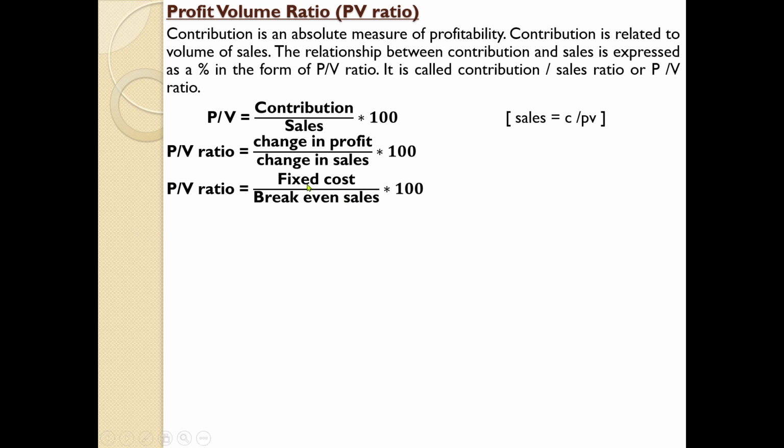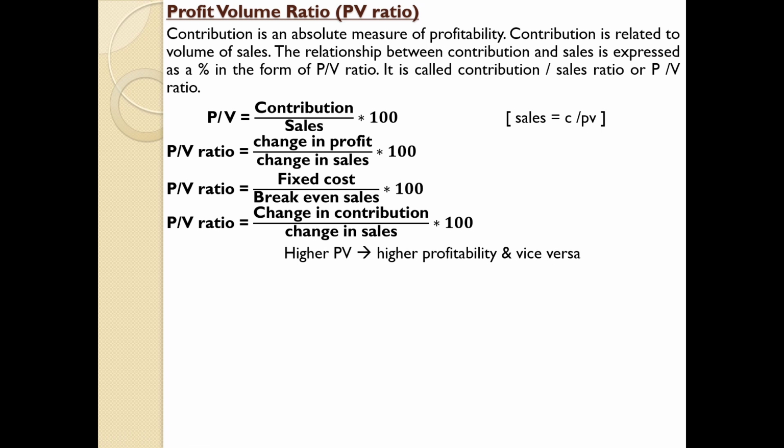So familiarize all these equations. We will be using these equations depending upon the pattern of the question. Next one, the PV ratio equal to change in contribution divided by change in sales into 100. As I have mentioned earlier, higher percentage means higher profitability, higher contribution and higher performance for the organization, and vice versa if you are getting a lower PV ratio. So that is the concept of PV ratio.